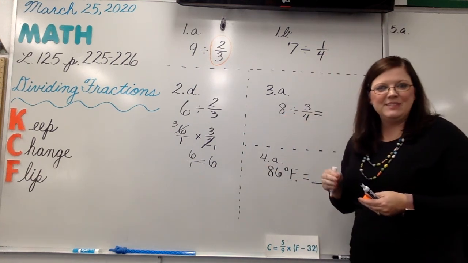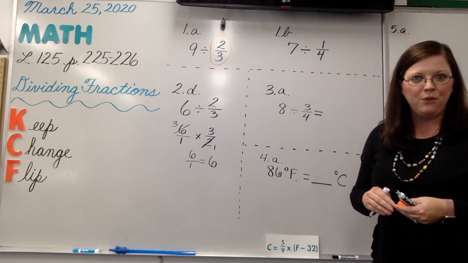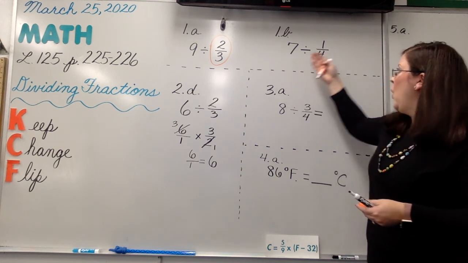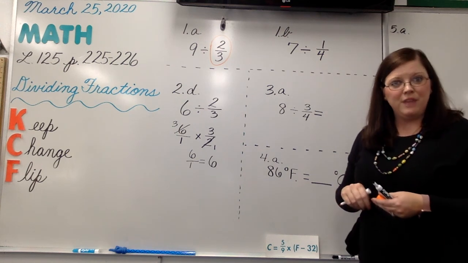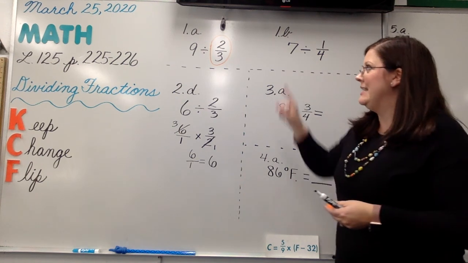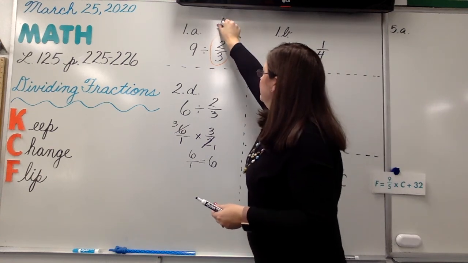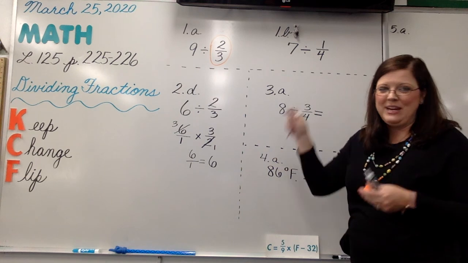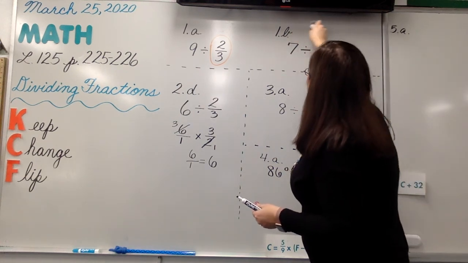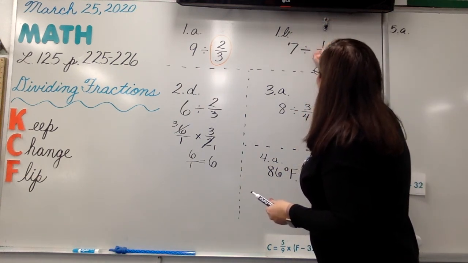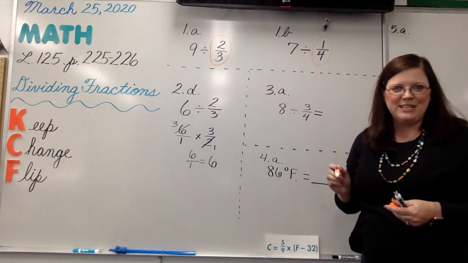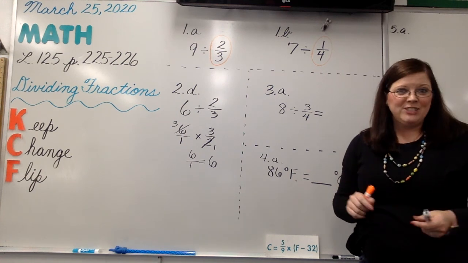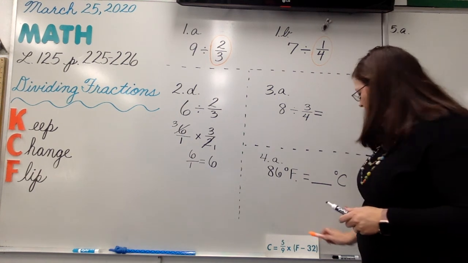Let's look at letter B. 7 divided by 1/4. Will the 7 be flipped, or will the 1/4 be flipped or inverted? Let's see if our guy goes to the right spot. If you circled the 7, we need to erase. Let's go ahead and circle the 1/4. This is the one that needs to be inverted or turned upside down. You will do all of section 1 exactly the same way.